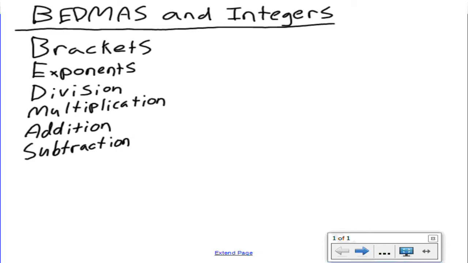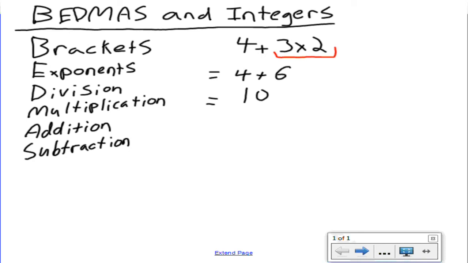Okay. What that is basically telling you is when you have a question with multiple operations, that's the order they want you to do it. So if you have 4 plus 3 times 2, you start with your multiplication first. So your next line is going to be 4 plus 3 times 2 is 6. Now you can add 4 plus 6. Your answer is 10.